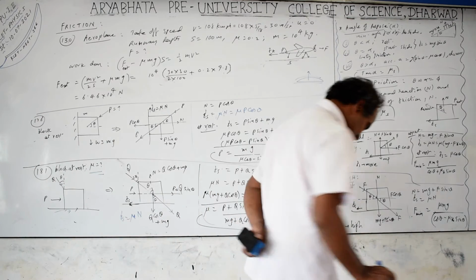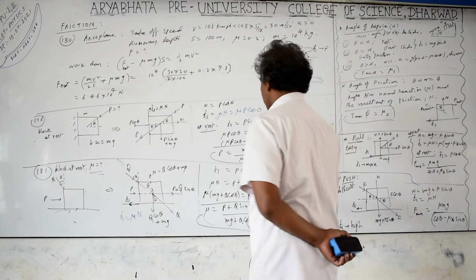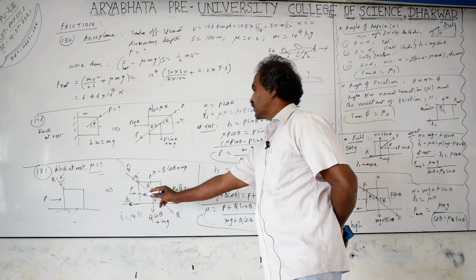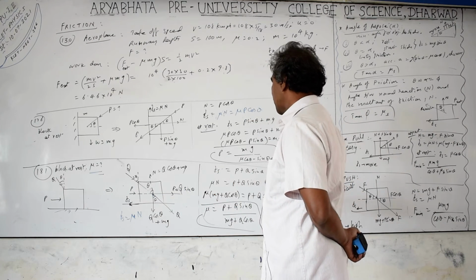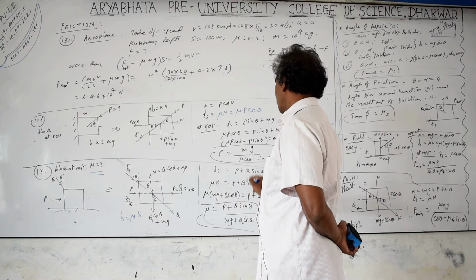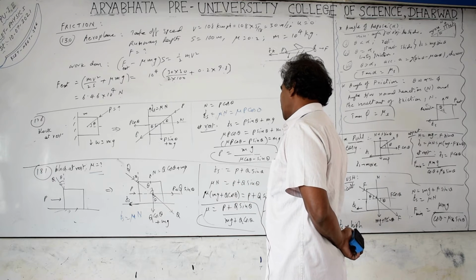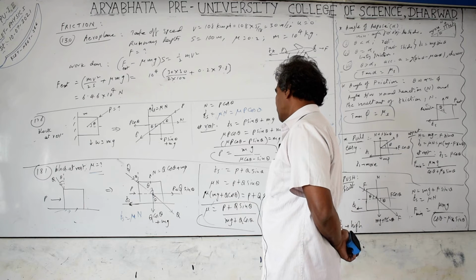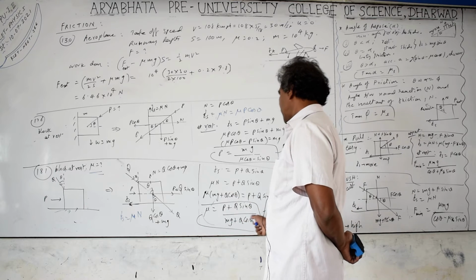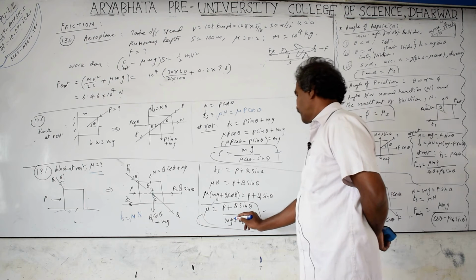Equating these terms, what you get is Fs equal to Fs: left side force equal to P plus Q sin theta, Fs is mu N equal to P plus Q sin theta, N is nothing but mg plus Q cos theta. Expressing for mu, it becomes equal to P plus Q sin theta by mg plus Q cos theta.